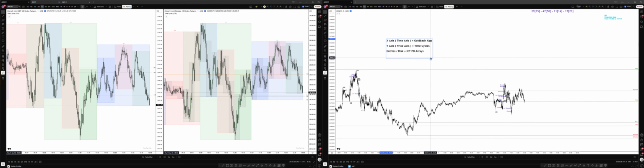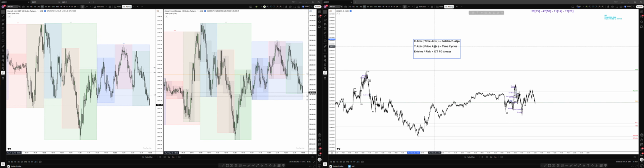Okay, so let's start with this. So what I'm using now are these three things. So first off, along the x-axis we have time. So what I'm using there is the gold block algo, at least one of them, which is this one right here. I'm not using macros or anything like that. I'm just using these specific algorithmic times.